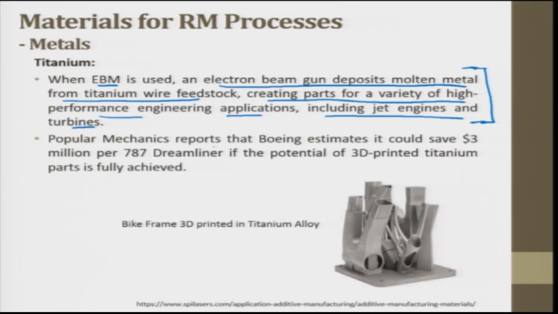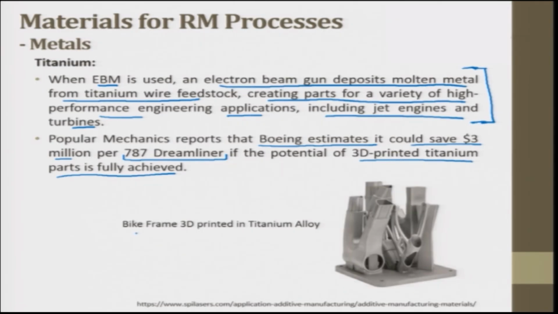Popular Mechanics reports that Boeing estimates it could save $3 million per 787 Dreamliner aircraft if the potential of 3D printed titanium parts is fully achieved. So this is one of the statements given in certain reports. This is a bike frame that is 3D printed from titanium alloy. Different parts of the bike are printed using the titanium alloy.